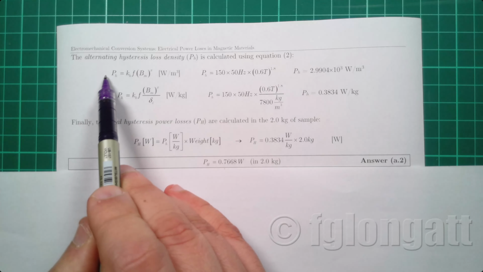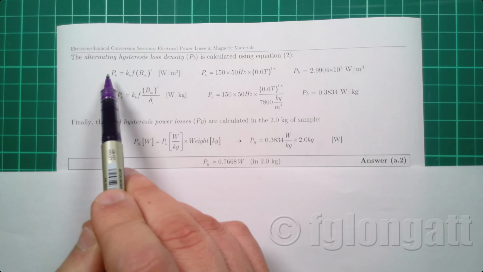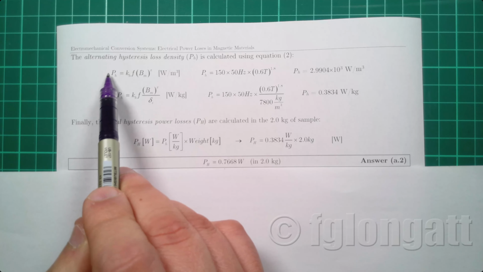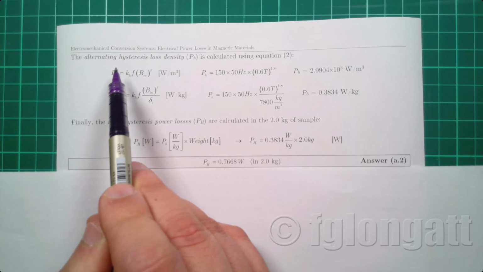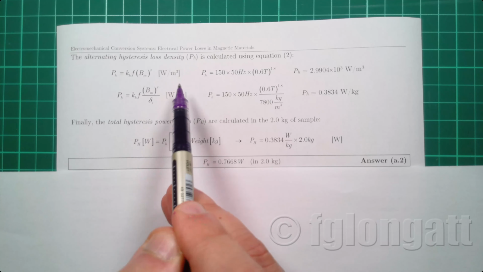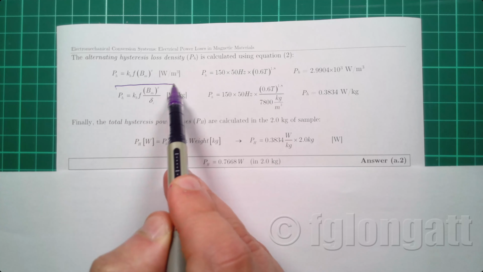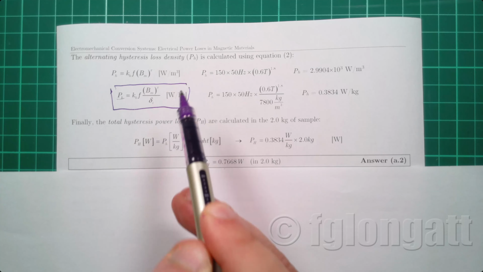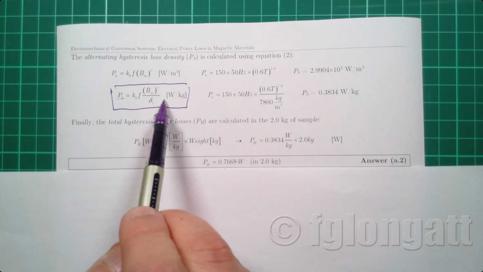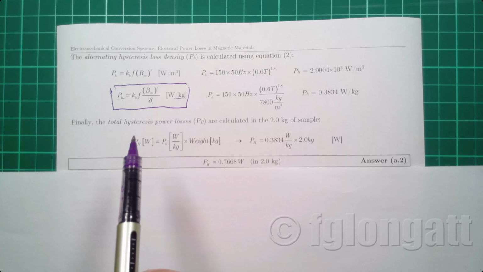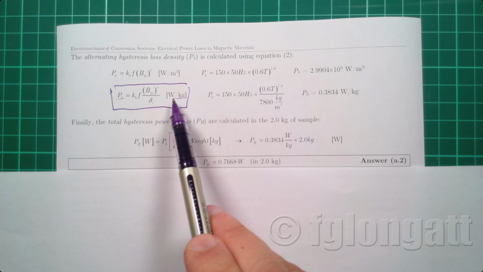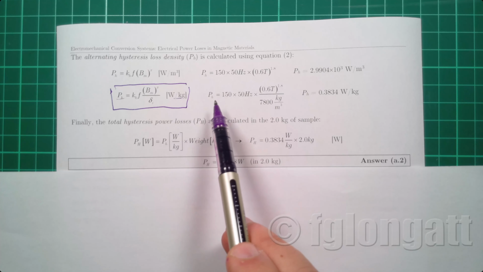So again, the equation is very simple, you can identify it on the top. This is basically the alternating hysteresis loss density. If we use the equation on the top, you can see this is watt per cubic meters. Or if we use the equation here, and this is the equation that I will be using for the rest of this example, you can identify that the units are watt per kilograms.